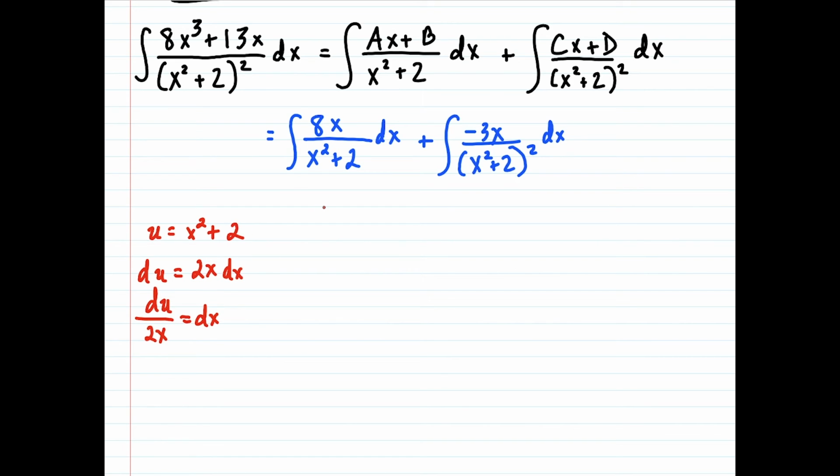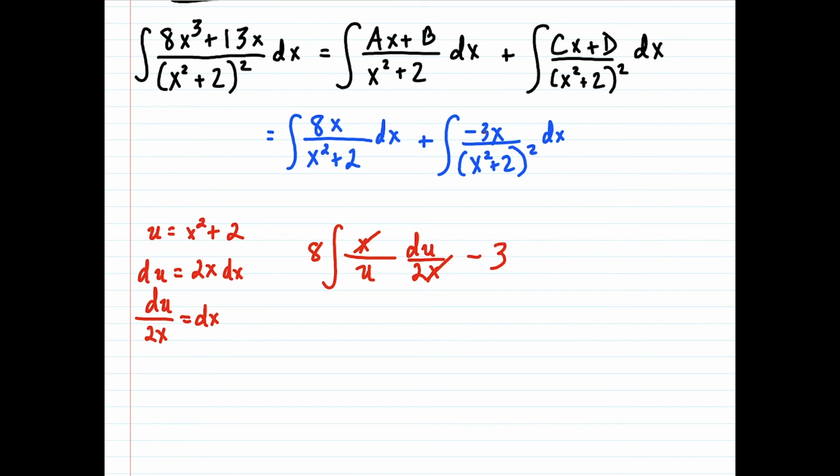So when we make the substitutions now, the 8 could just come out here. We're going to have 8 times the integral of x over u, and dx is equal to du over 2x. And you'll notice here the x's cancel out. And then the next integral, we're going to have plus, and I could get rid of that plus. I'm just going to write -3.